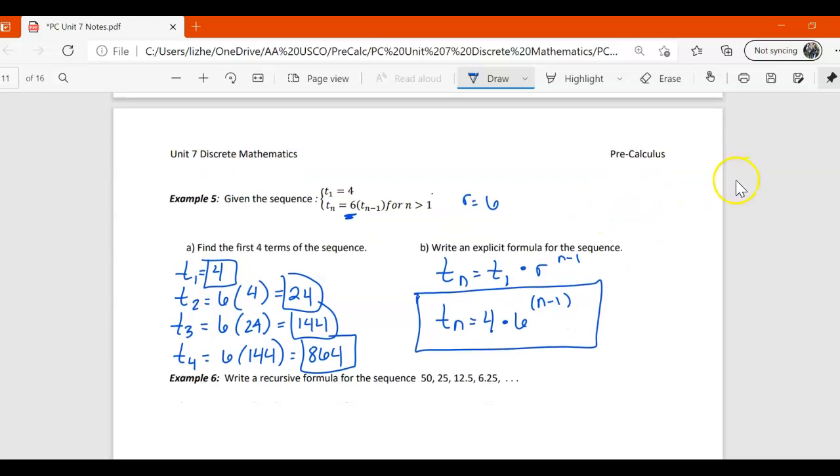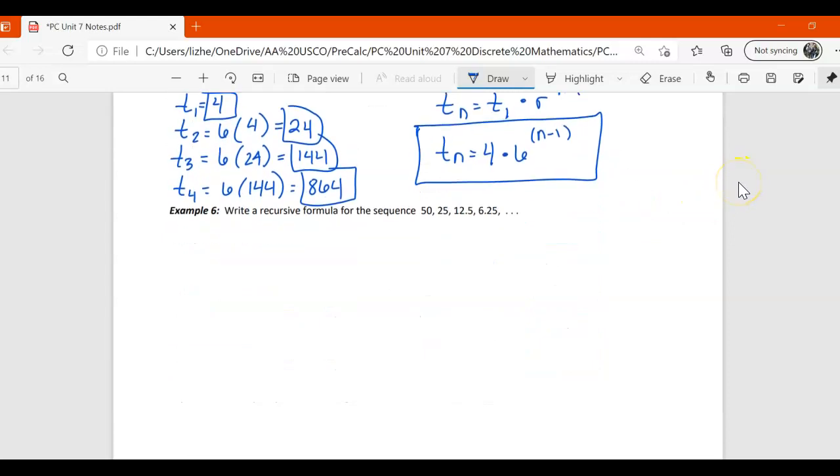Okay, example 6. Write a recursive formula for the sequence 50, 25, 12.5, 6.25. And so the first thing we want to do is find r. Well, you're going to do 25 divided by 50, which is the same as 12.5 divided by 25, which is the same as 6.25 divided by 12.5. It doesn't matter which one you do, you're going to get r as 1/2.